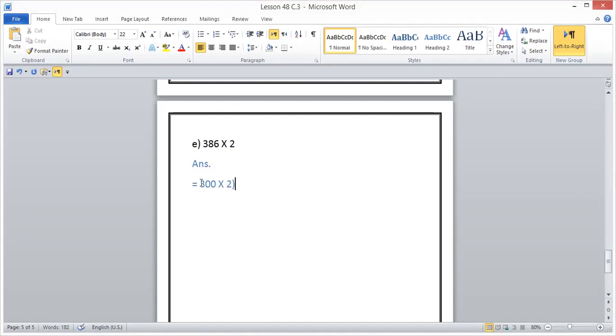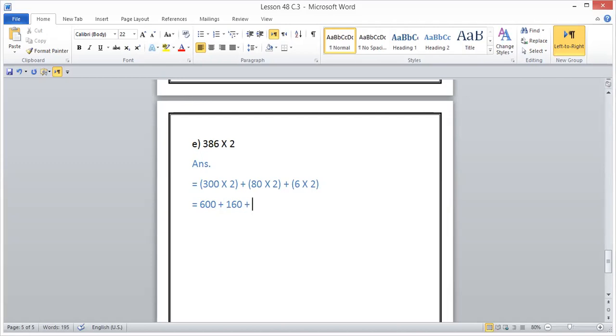300 multiplied by 2 equals 600. Okay, and 80 multiplied by 2 equals 160. Okay. Then plus, 6 multiplied by 2 equals 12.